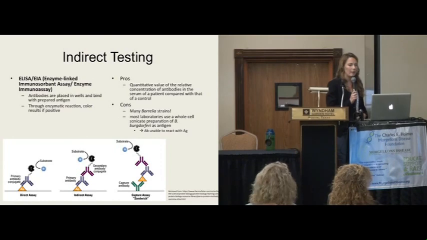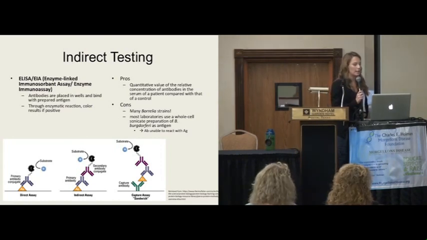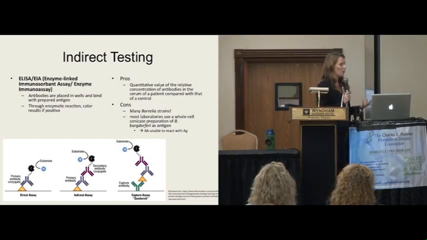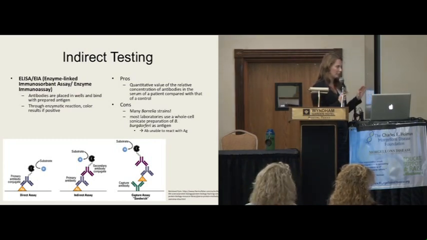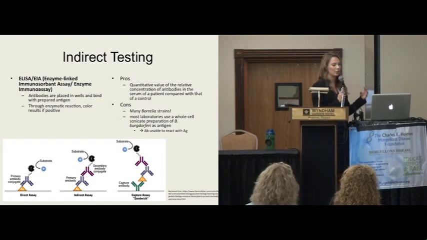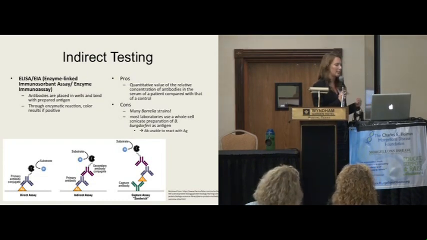So let's talk a little bit about the ELISA. Antibodies, which are immunoglobulins, are placed within wells and then bind to a prepared antigen. You can see in the picture the yellow triangle, that's a prepared antigen, basically a prepared Lyme strain of bacteria in the lab. And then you can react your own serum, or your own antibodies, against it and see if it binds.